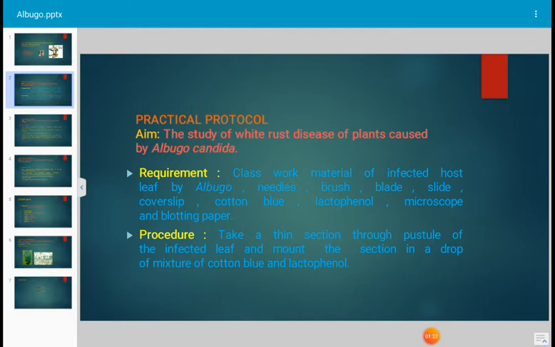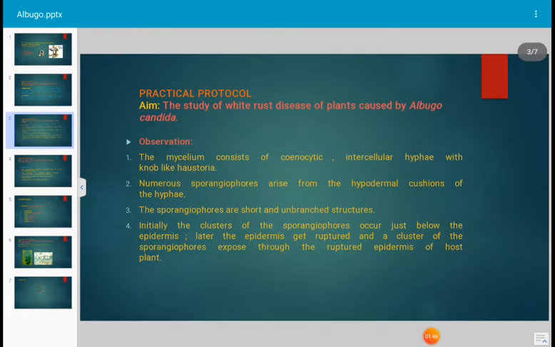Observe it keenly and take a small piece of the infected leaf. Take a very thin section through the pustules, and mount it in a drop of a mixture of cotton blue and lactophenol. This slide you have to observe under the microscope, and you have to write all the details of the transverse section of the infected leaf.